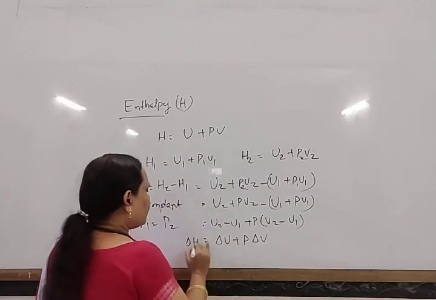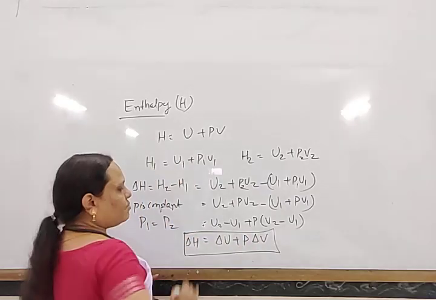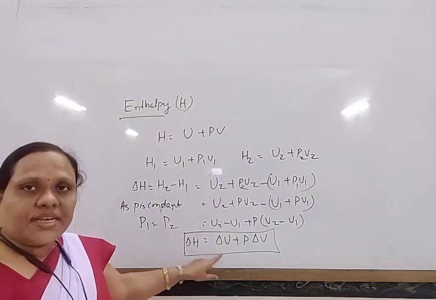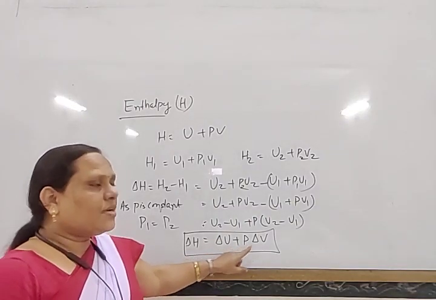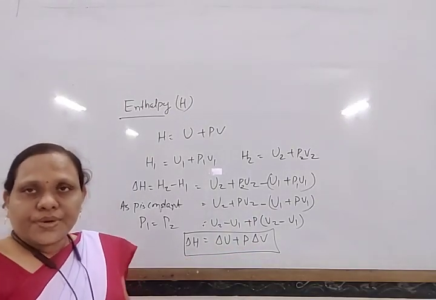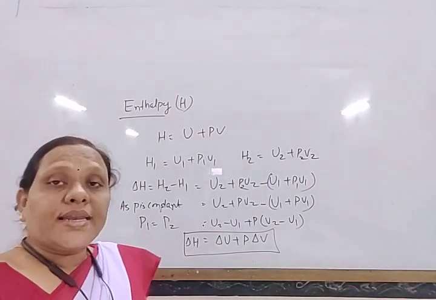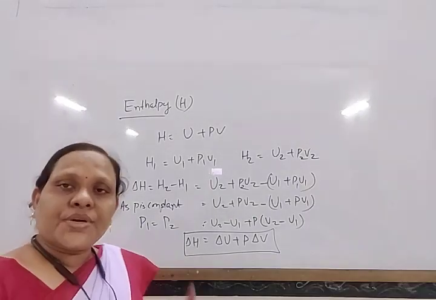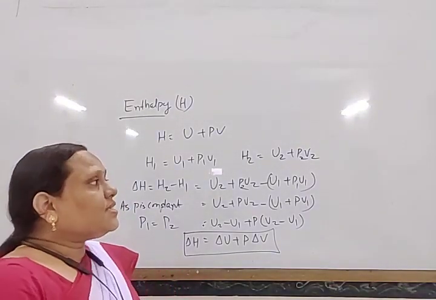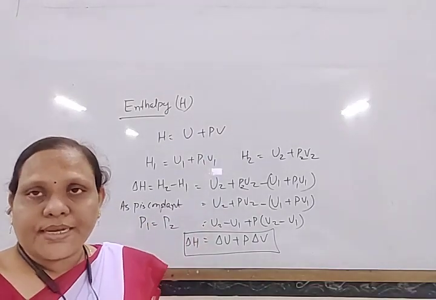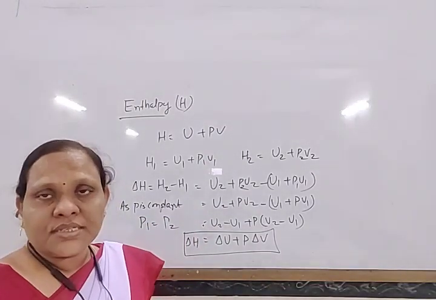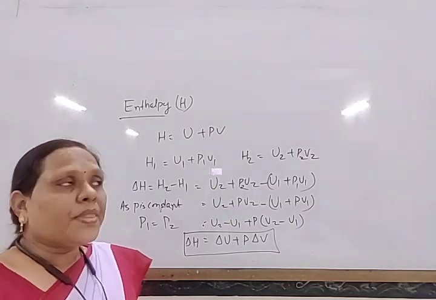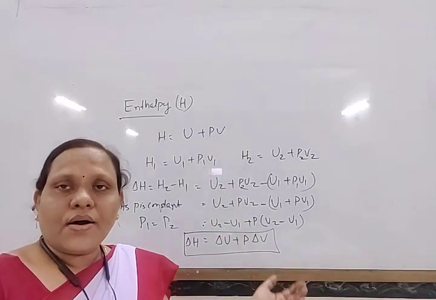So ΔH is equal to ΔU plus PΔV. That is, the enthalpy change is equal to the change in internal energy plus pressure times change in volume. Okay, so note this down. Another thing I want to say: enthalpy is also a state function. It is also an exact differential, and it is an extensive property because it depends on the amount of the substance. The unit of enthalpy is generally joule or calorie.